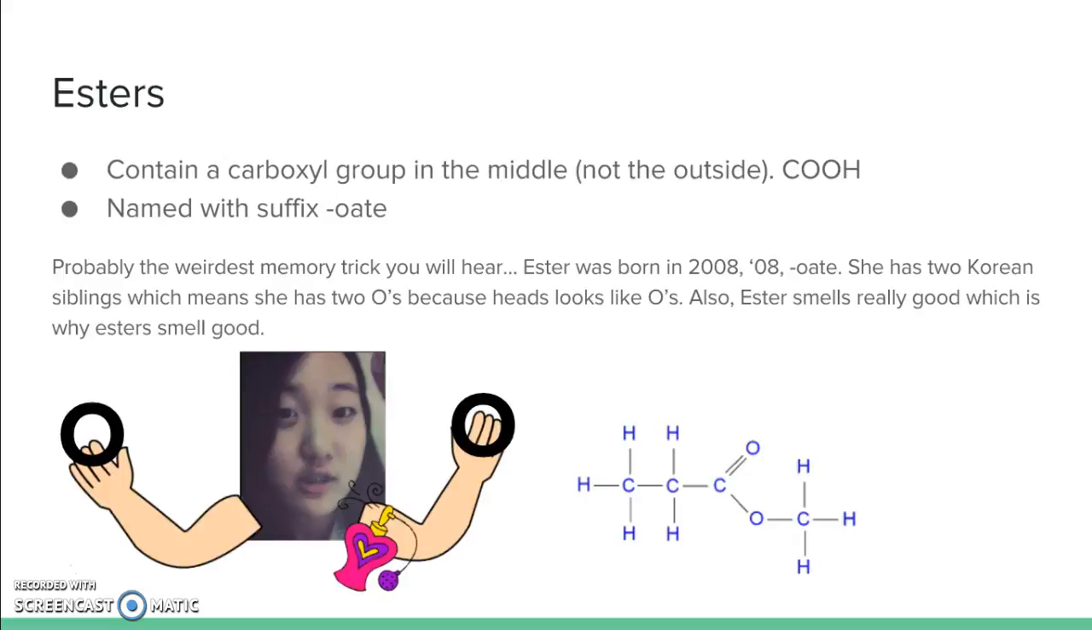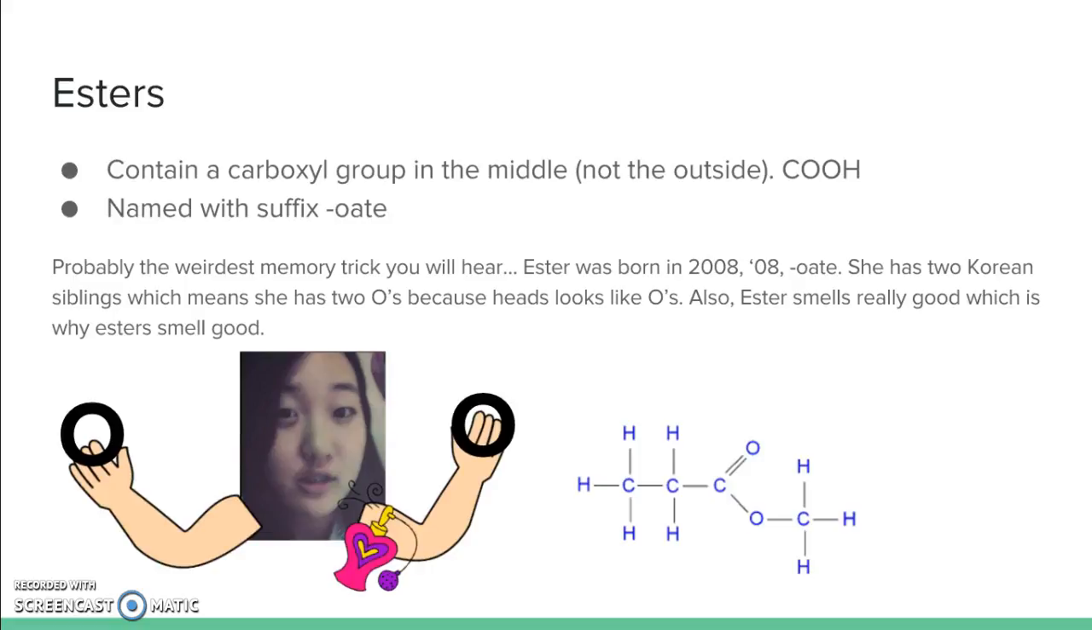Okay. Esters. Esters are interesting. So esters contain a carboxyl group in the middle, not on the outside. So the COO group is in the middle, and they're named with the suffix "oate". So the memory trick that I use for Esther, which is quite interesting, is that there's this girl in our class named Esther, and I kind of made up memory tricks based off of her. So Esther was born in 2008, and 2008 can also be deemed 08, and 08 is the ending, or the suffix, for an ester.